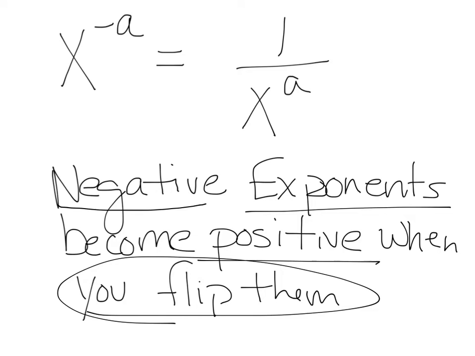Negative exponents become positive when you flip them. X to the negative a equals 1 over x to the a. Okay? That's what happens. This negative sign disappears when I took this whole thing, the base and the power, down to the denominator. Okay? That's the whole deal with negatives.